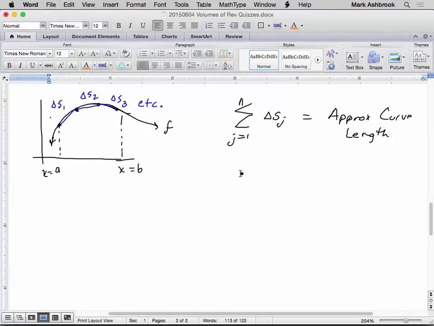So how are we going to do this? We need the length of each of these, this delta S. Say we use S1 as the example here. How can I get the length of that straight line? The distance formula, which is based on the Pythagorean theorem. So we're going to make a little right triangle, and for delta S1, we're going to have a delta X1 and a delta Y1.